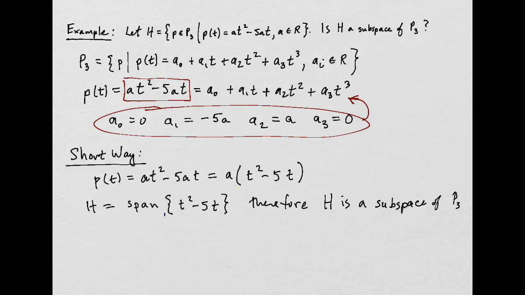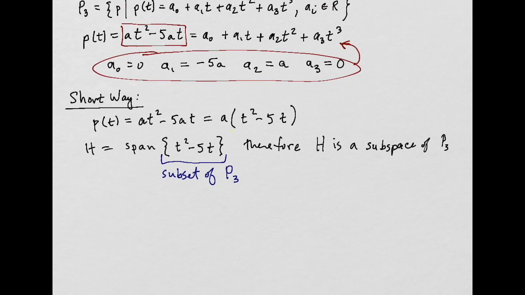And this set here is a subset of P3. And remember, a subset is just a set that you can think of as contained within a larger set. Actually, it doesn't have to be a larger set. Every set is a subset of itself. But t squared minus 5t is one specific polynomial, and it is in P3, so the set containing that polynomial is a subset of P3. Okay, so that was the short way.